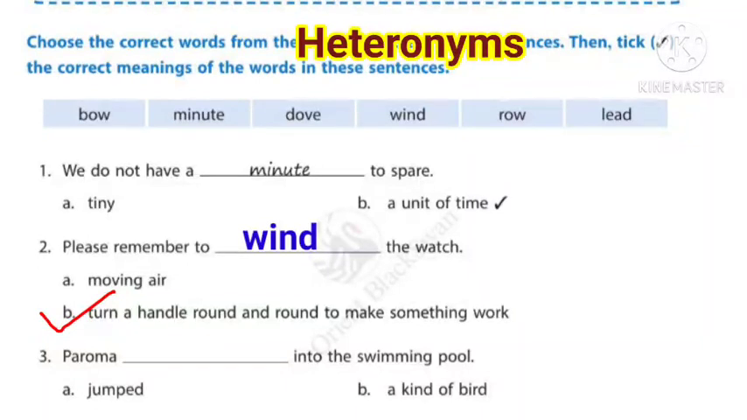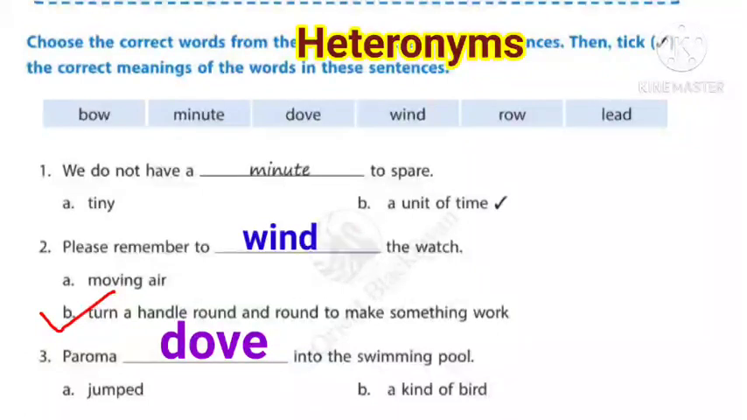Children, now let's look at the third sentence. Paroma dash into the swimming pool. The two options given are jumped and a kind of bird. Anyways, we cannot use a kind of bird in this sentence, but we understood the word is D-O-V-E. Now, how will we pronounce this word and which would be the correct meaning that should be applied in this sentence? It should be jumped. Paroma jumped into the swimming pool. And the word used is D-O-V-E.